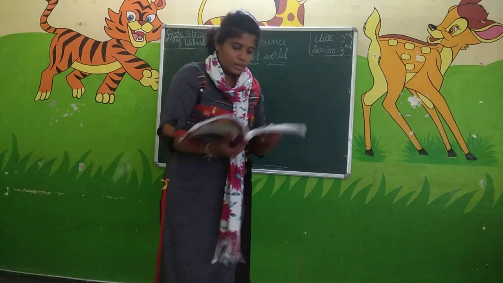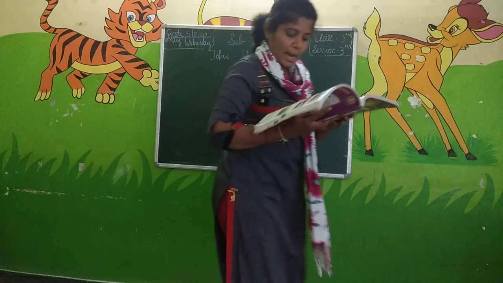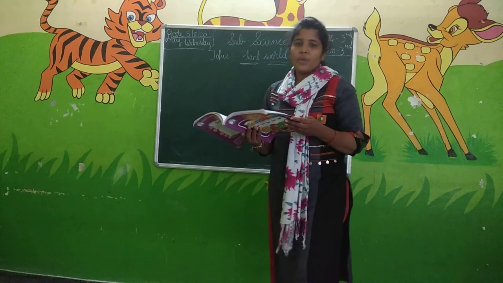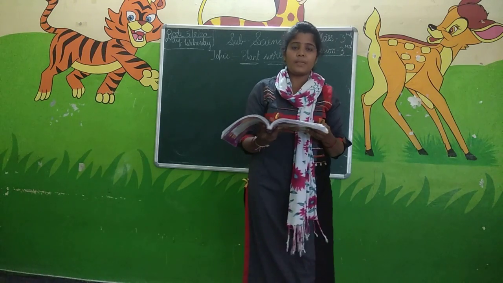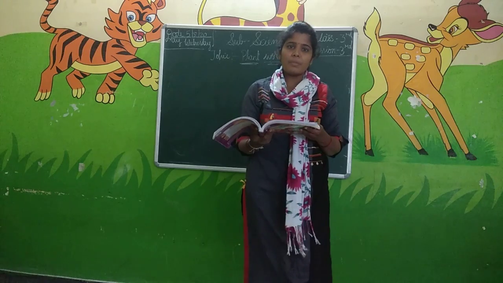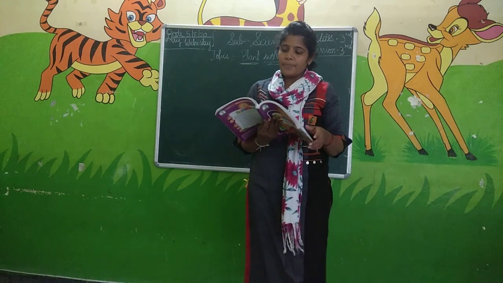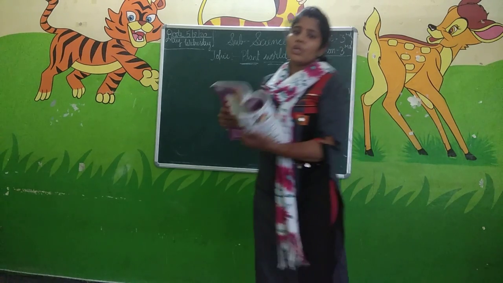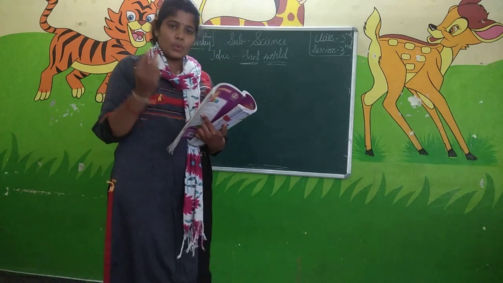Just learn the textbook. When we look around, we find different kinds of plants. Some plants are big and some are small. Around our house or school, we can see different types of plants, some big and some very small. On the basis of size, plants are generally divided into three groups.